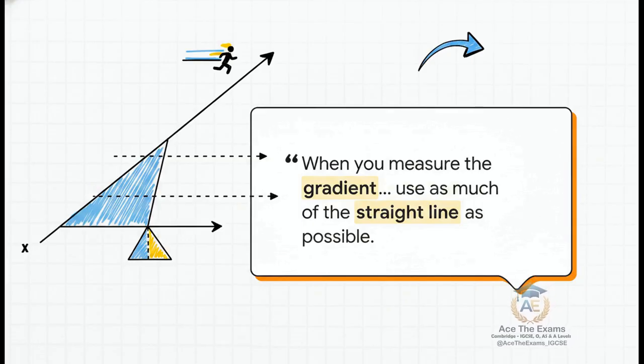Don't just pick two tiny points that are right next to each other on the paper. A tiny triangle magnifies the slight error of your pencil point. Stretch your measurement triangle all the way across the graph to ensure maximum accuracy. This is how top students squeeze every single mark out of a graphing question.